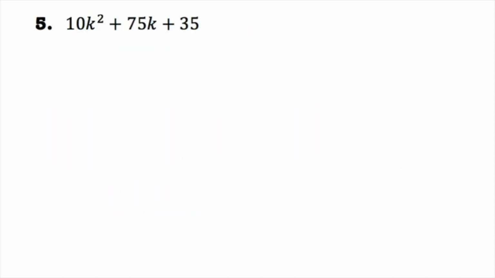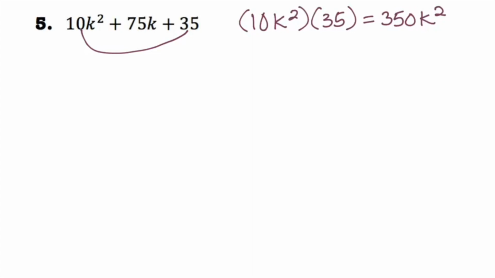All right, number 5. So we've got 10k squared plus 75k plus 35. So we have pretty big numbers here because when you multiply 10k squared times 35, you're going to get 350k squared. So that's a huge number to try to list all the factors for. So what I would recommend that you do is 350. If you take a 0 off of 350, it's 35. 35 is a much easier number to work with when you're listing all the factors, right?